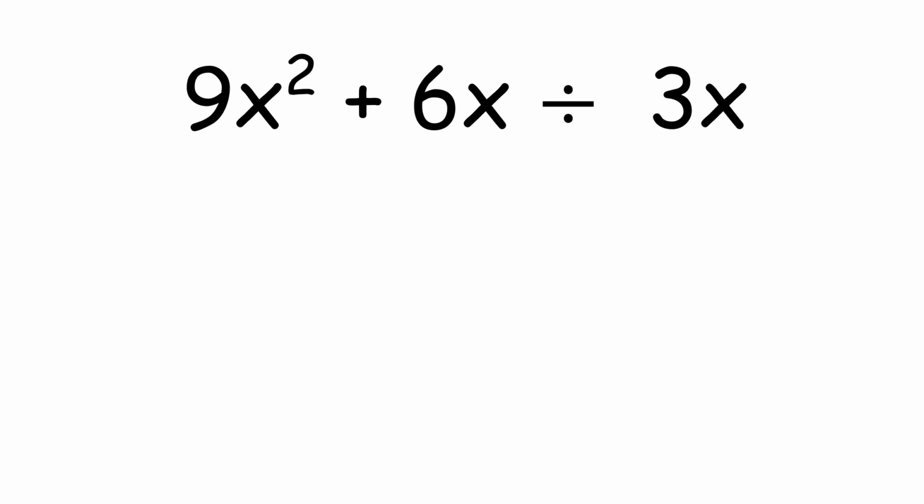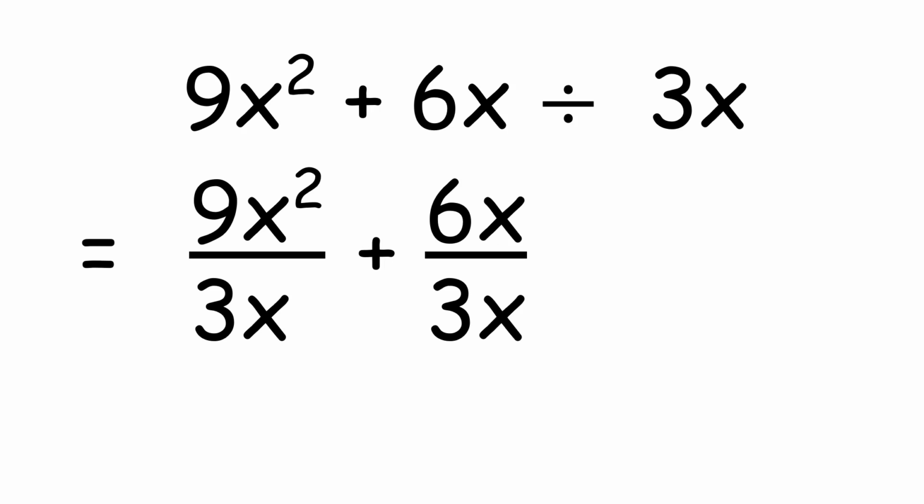To divide a polynomial by a single term expression, which we call a monomial, you can convert each term to a fraction and use simplification to determine the answer. In this case, we take each of our polynomial terms as numerators and use the divisor as the denominator. 9x squared is 3 times 3x, and 3x goes into 6x twice, so our answer is 3x plus 2.